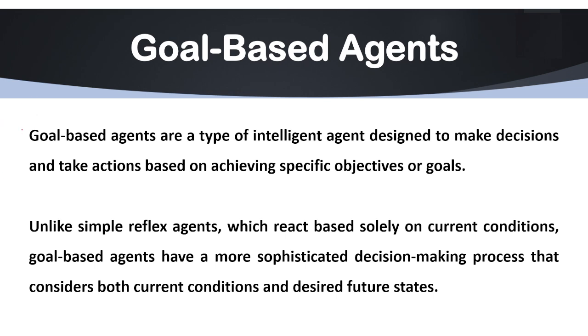Now, as you can see here, goal-based agents are a type of intelligent agent designed to make decisions and take actions based on achieving specific objectives or goals. Other than this, students, we have some key characteristics of goal-based agents. The first characteristic is defined goals. A goal is a specific desired outcome that the agent aims to achieve, and its purpose is to help the agent focus its decision making on outcomes that lead towards achieving the goal rather than simply reacting to immediate stimuli.